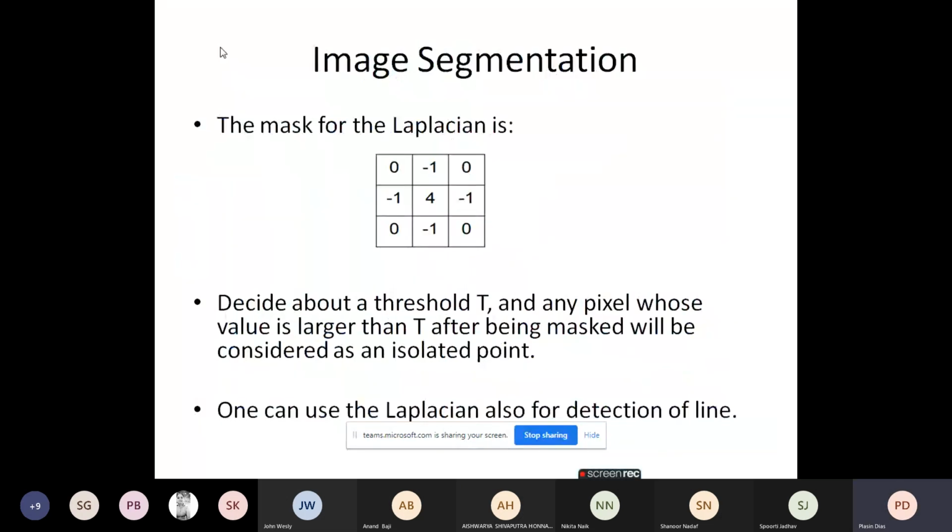Okay, so always identify one threshold value and find out which pixels are larger than this threshold value, and we consider them as isolated points. So that's why the Laplacian mask or the kernel method is more useful for detection of a line.